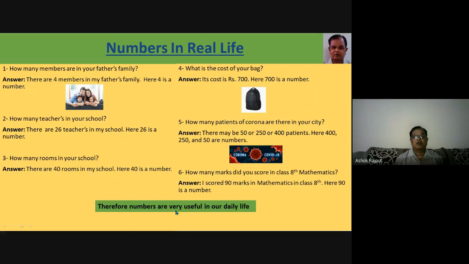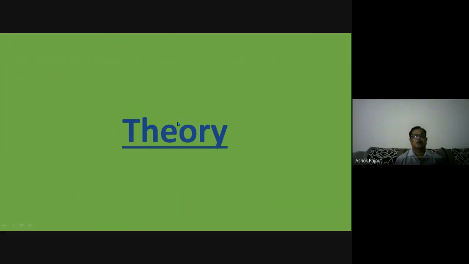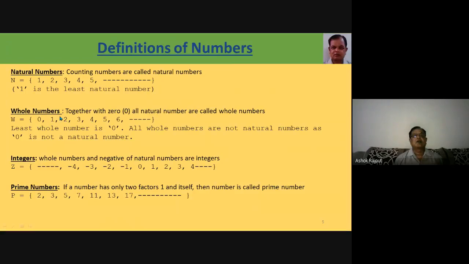Therefore, numbers are very useful in our daily life. There may be other examples also, such examples you are seeing in your daily life. So it is called the numbers in real life, or use of numbers in our real life. After that, we are going to explain the theory, in which we will tell you about numbers and how many types of numbers there are.